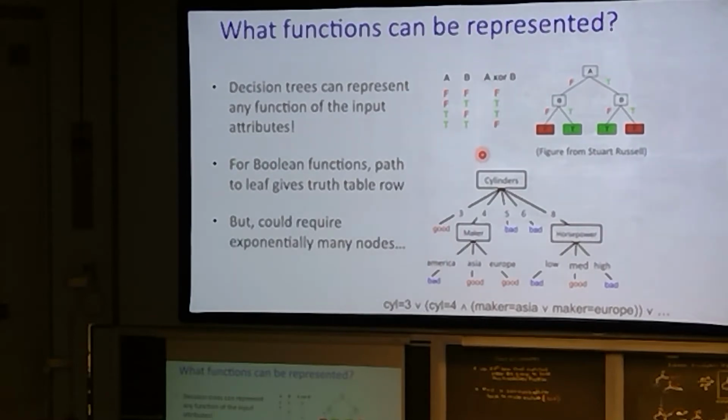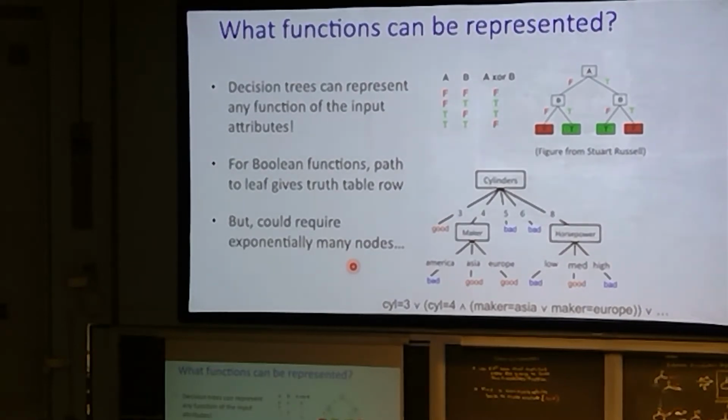So if you're not convinced of this, when you go home and look at these slides, just think about this: you can arbitrarily create any Boolean function here. But the issue, as it's written here, is that this may require exponentially many nodes, right? And in general, in machine learning, we don't want to just fit any function arbitrarily, because the odds that it generalizes are pretty poor, right?